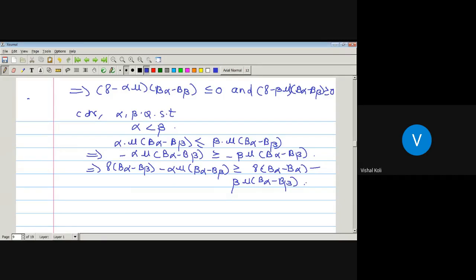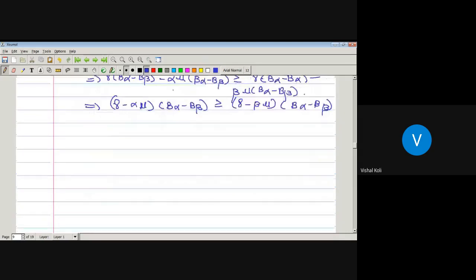But we know that gamma measure always holds the linearity property. Therefore, it is nothing but (gamma minus alpha mu)(b alpha minus b beta), which is greater or equal to (gamma minus beta mu)(b alpha minus b beta). Okay, so here we get these measures now. But we have proved that (gamma minus alpha mu)(b alpha minus b beta) is less than or equal to 0, and (gamma minus beta mu)(b alpha minus b beta) is greater than or equal to 0.